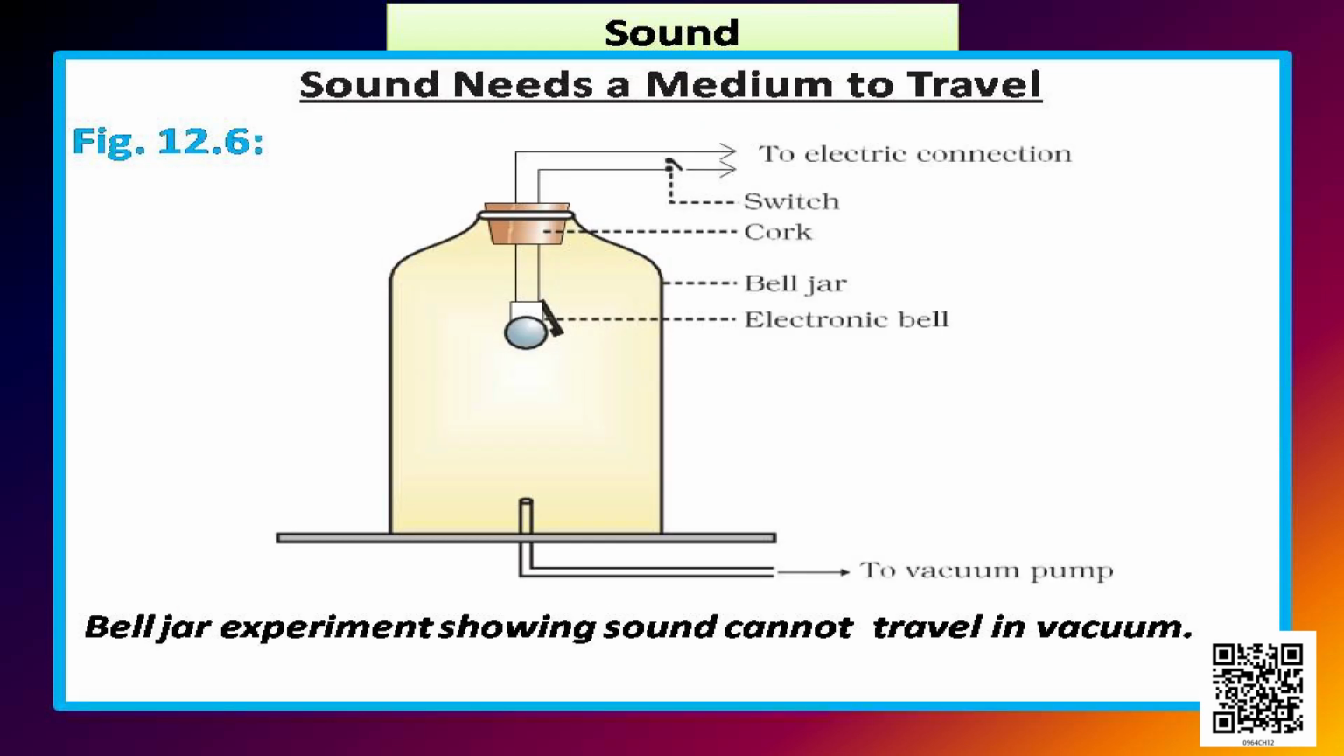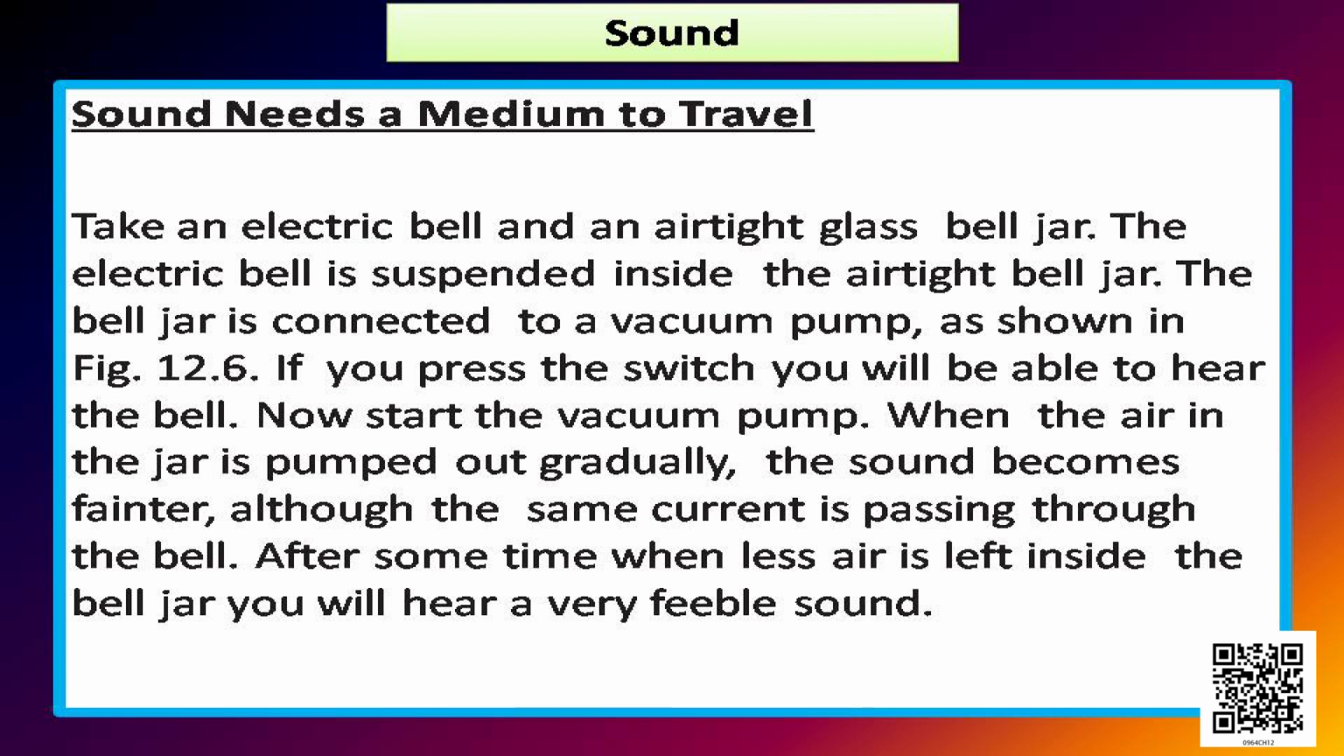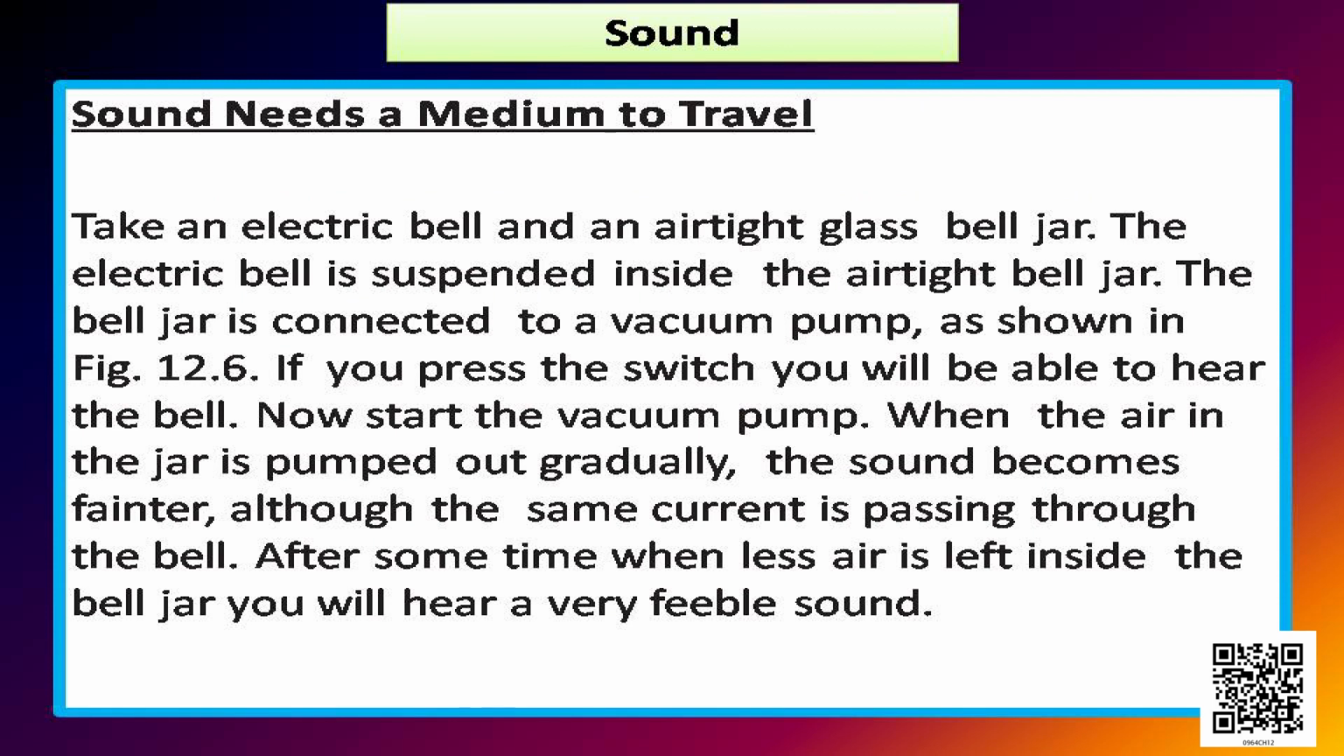What does a vacuum pump do? A vacuum pump is an instrument which can vacuumize any volume. If you press the switch, you will be able to hear the bell. Now start the vacuum pump. When we start the vacuum pump, air in the jar is pumped out gradually. The bell is still ringing. You can see it from outside. The bell is still ringing because it is in the switched on position. But as gradually the air is pumped out, the sound becomes fainter. That means it fades out.